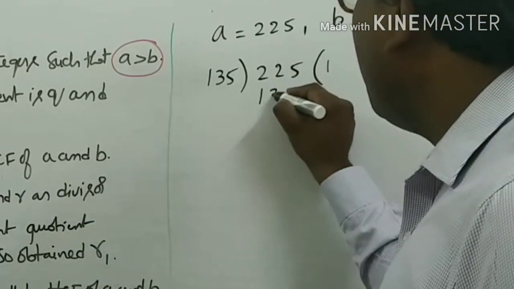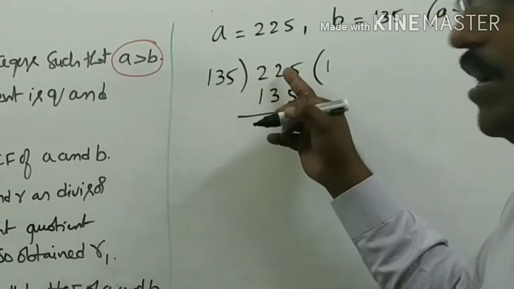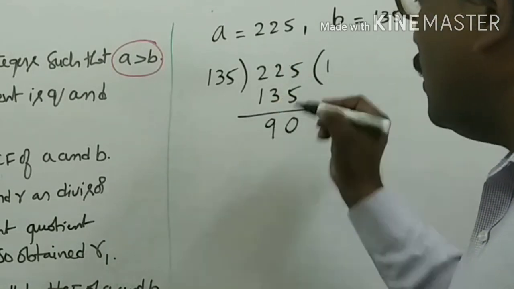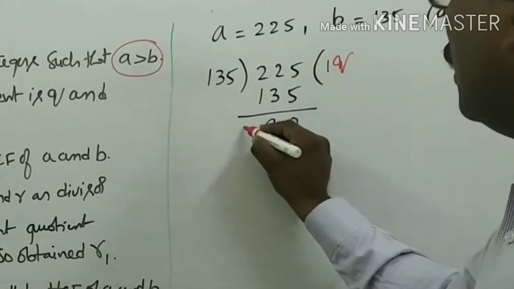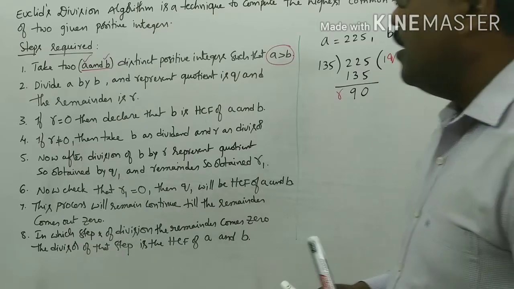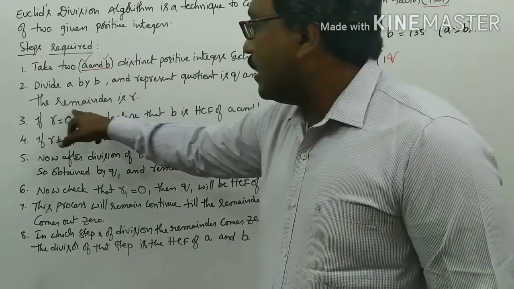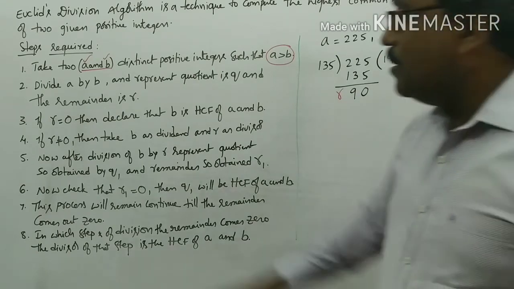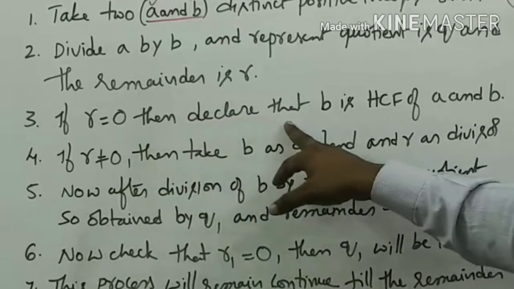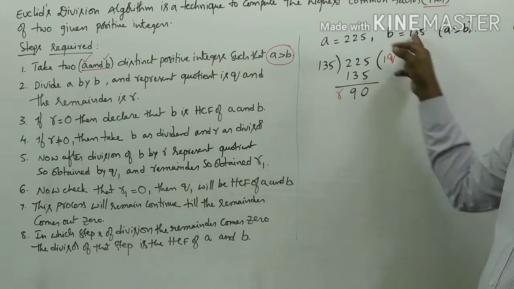So 225 minus 135 gives 90. I got 90. Quotient is Q, remainder is R. Now my third step: if R is 0, then declare B as the HCF of A and B. If it were 0, yes, 135 would be the HCF of 225 and 135.